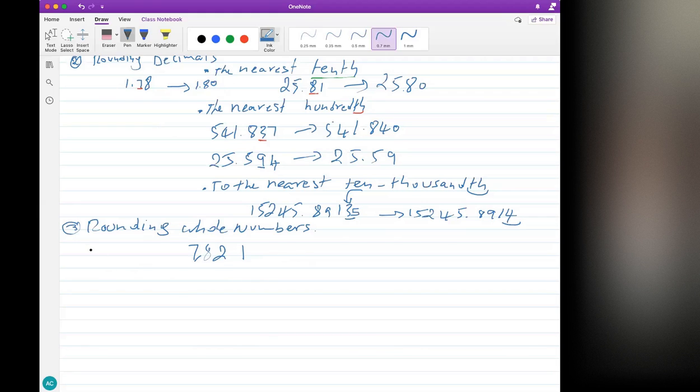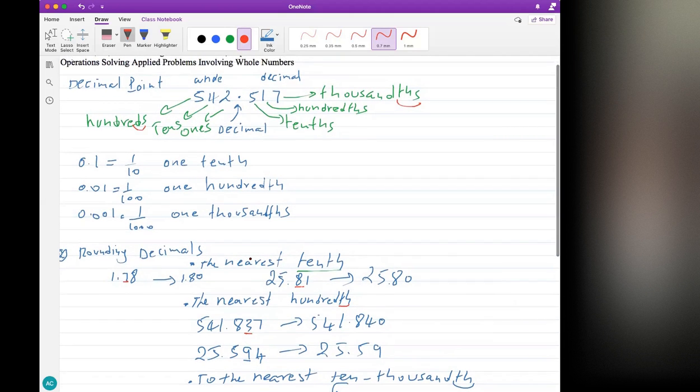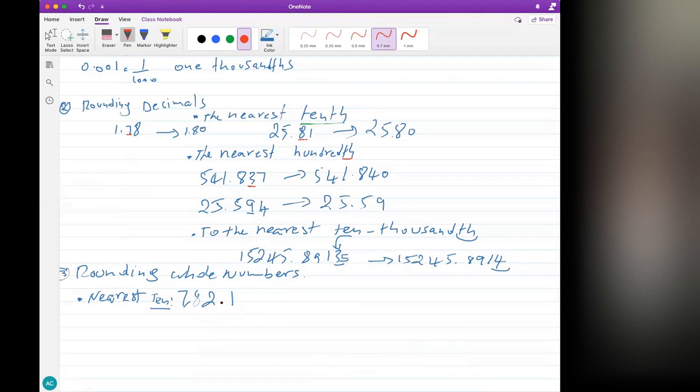Let's round this to the nearest ten. Okay, so notice here, we don't have a "th" because this is not a decimal. The nearest 10. What digit, what number here is in the tens position? It's 2, that's right.